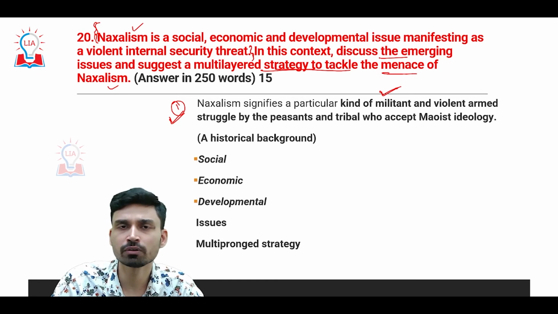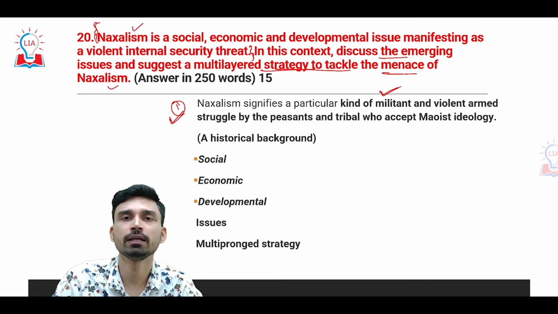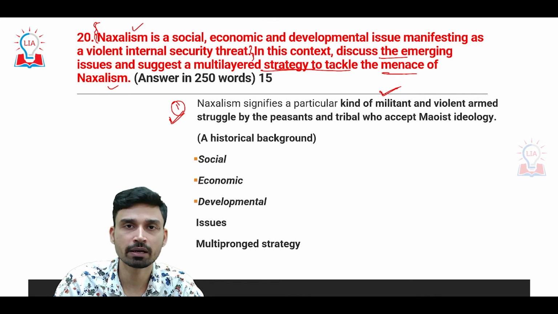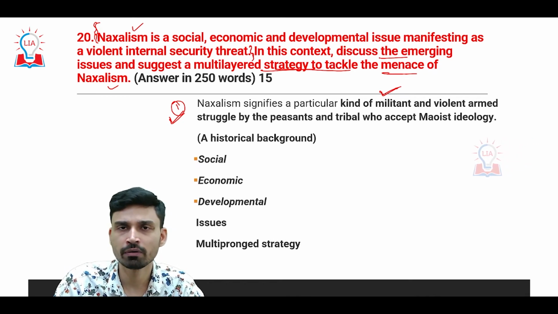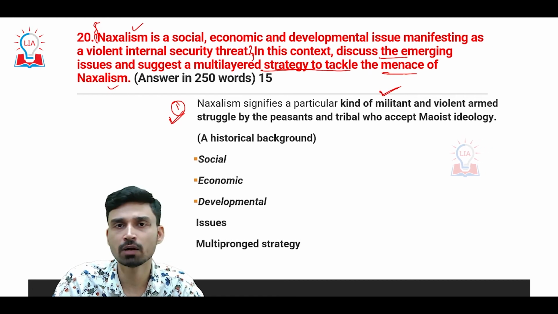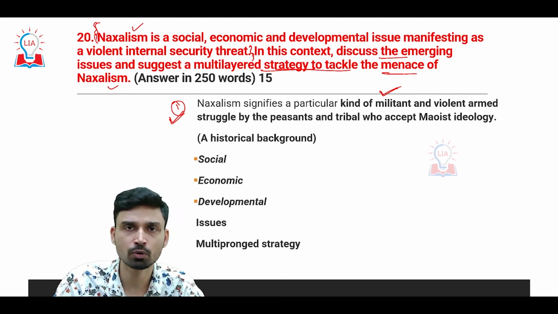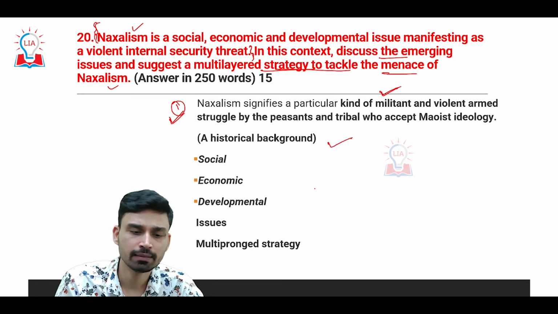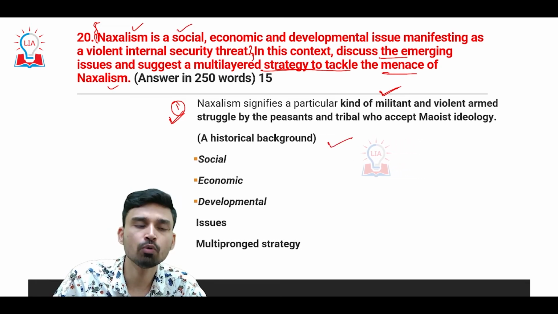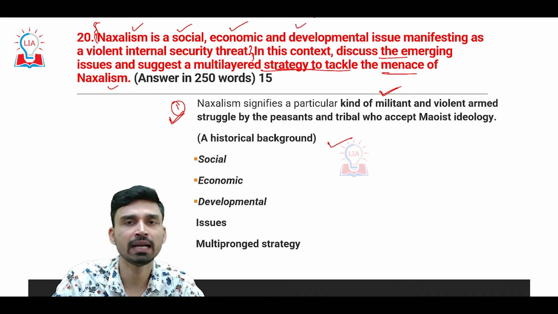So in that context, you could have talked about how Naxalism emerged in the 1970s in the Naxalbari village in Darjeeling district of West Bengal as a method of revolution by the tenants, the peasant laborers, against their landlords. You can write the names of the major leaders such as Kanu Sanyal and Charu Mazumdar, who was the main leader of the Naxal movement at that time. And after the historical background, you can talk about how Naxalism is a social, economic, and developmental issue.